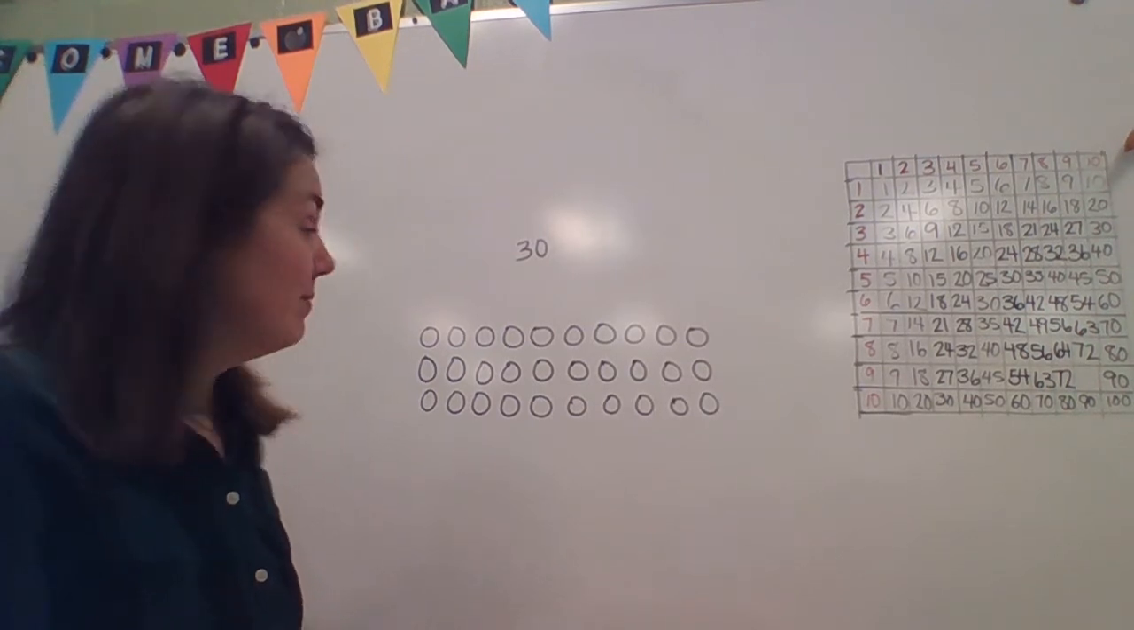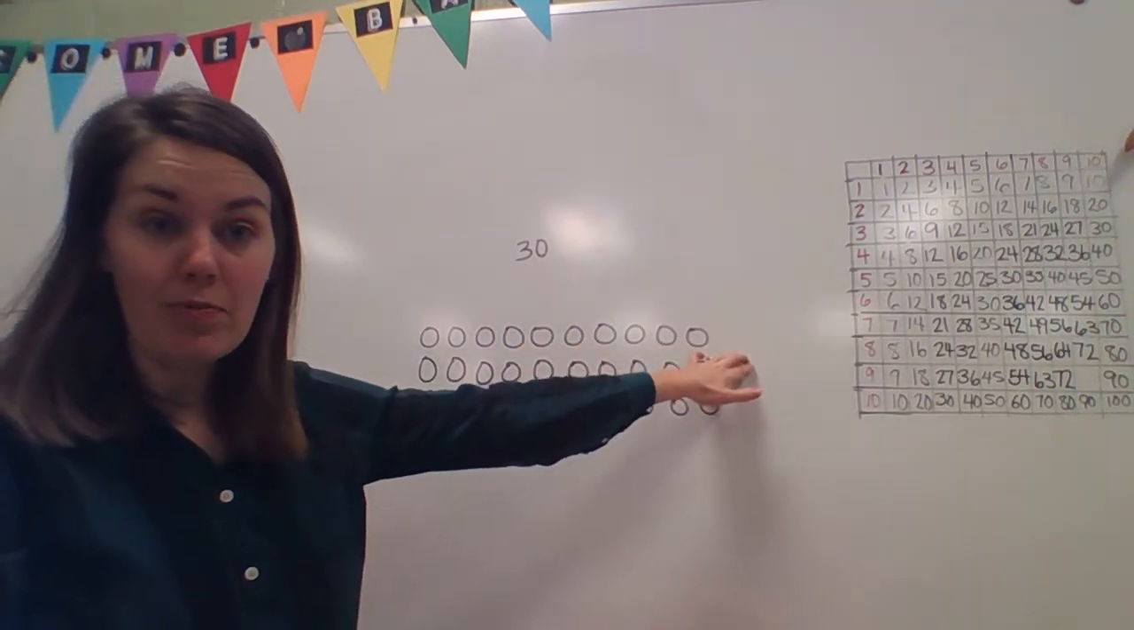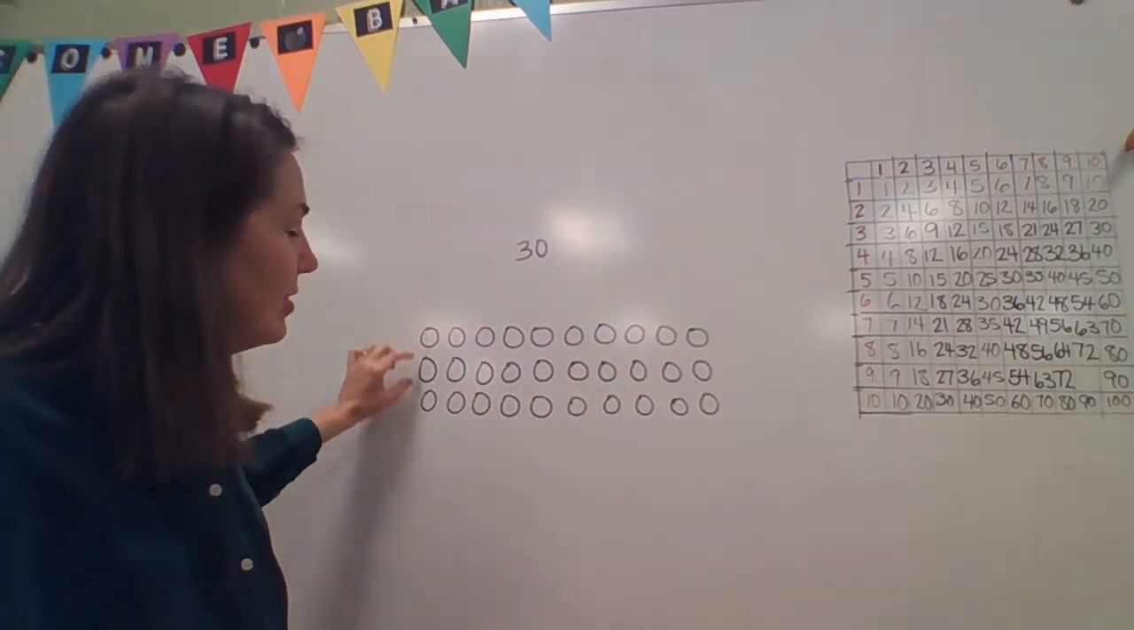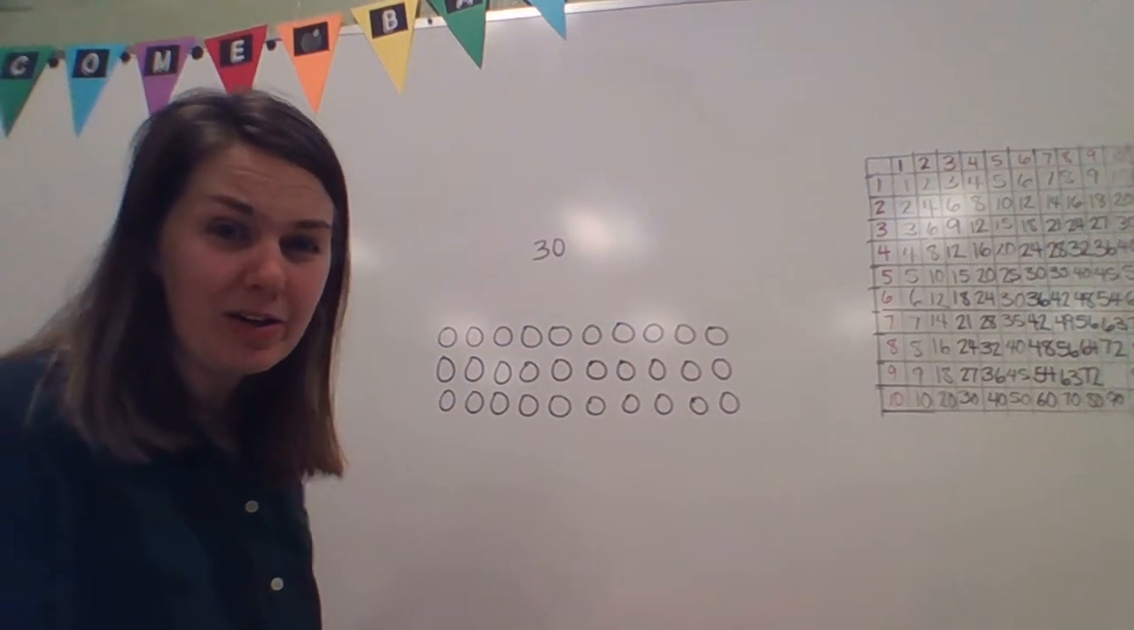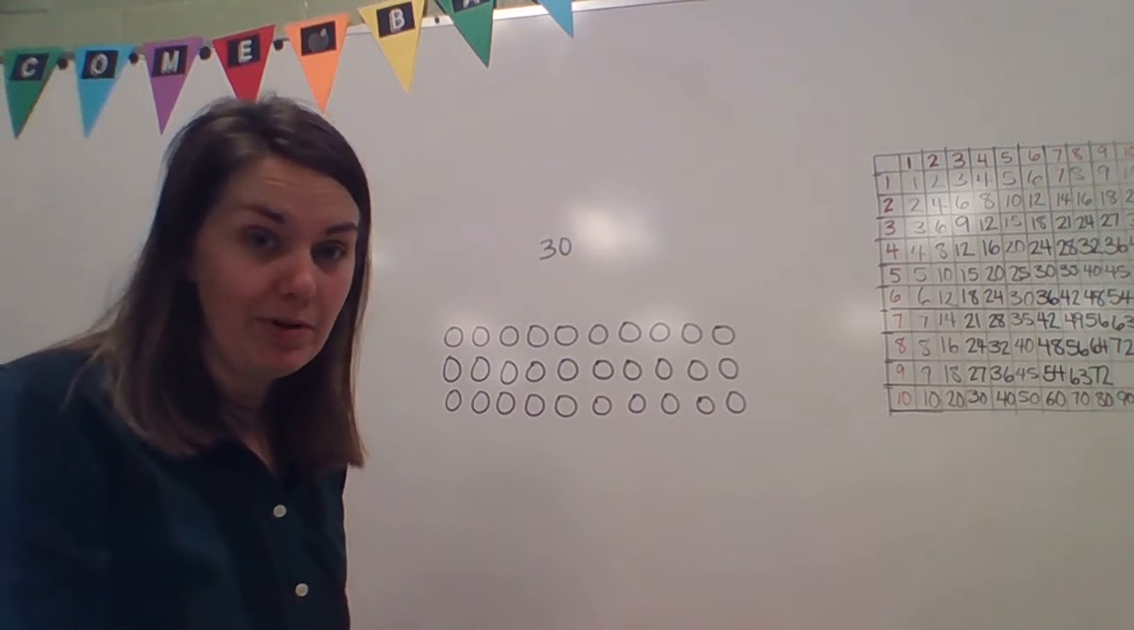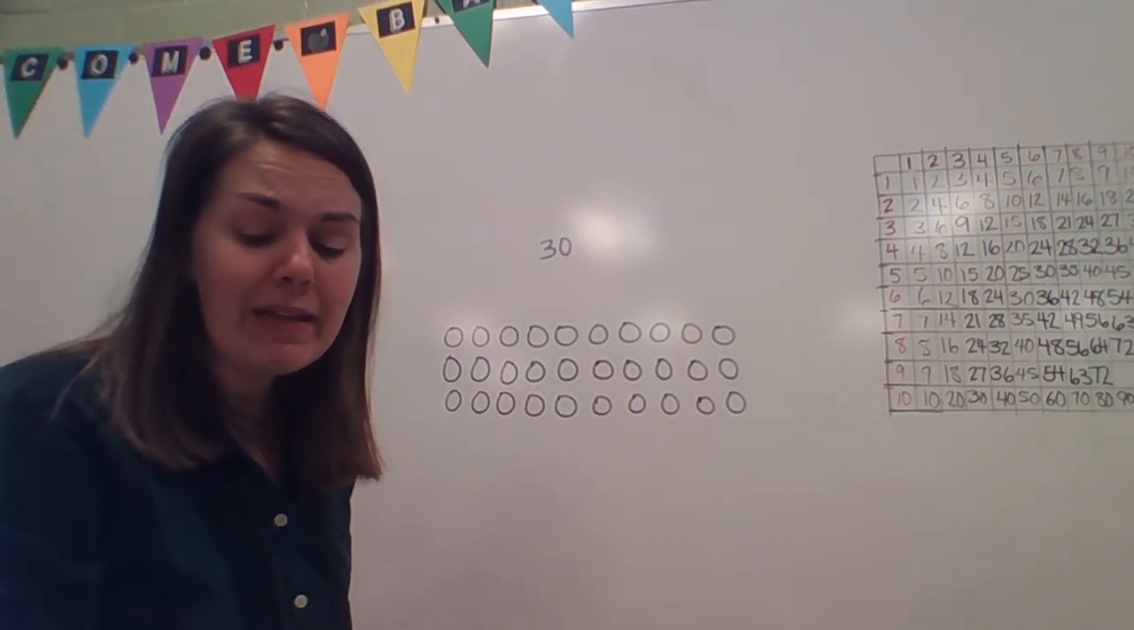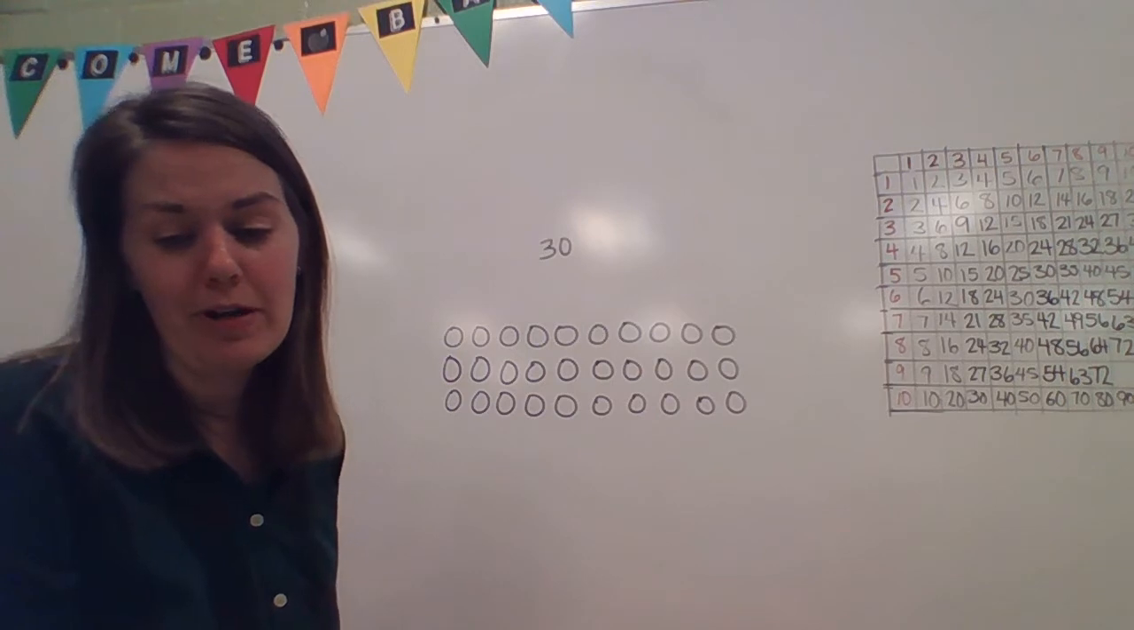So each time I still have 10 in a row, but I don't know how many rows I'm having. So really it could be any multiple of 10. Now let's go ahead and look at page 144.